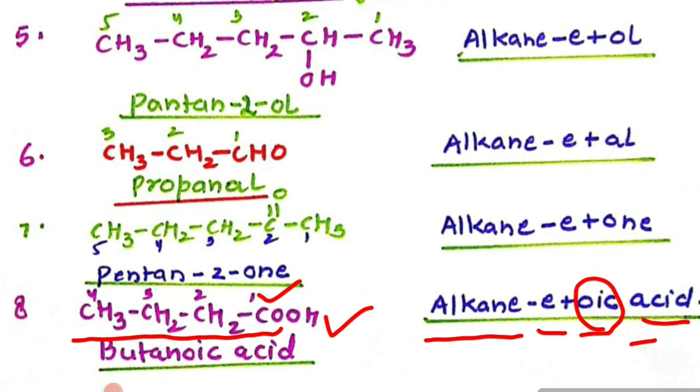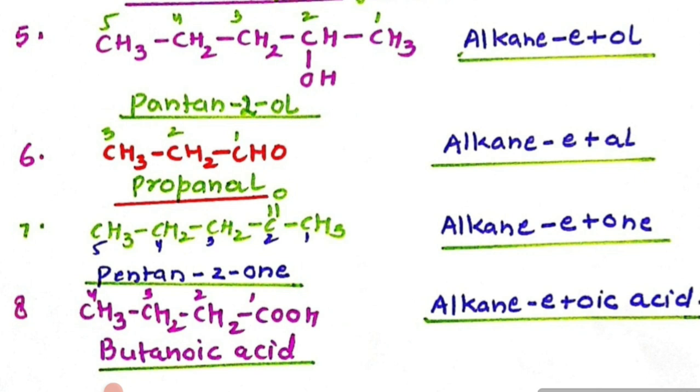Since this principal chain contains 4 carbon atoms, the corresponding alkane is butane. You have to remove E from the spelling of butane and then add the suffix OIC, so it becomes butanoic, and then leave one space and write down acid. So the name of the compound will be butanoic acid.